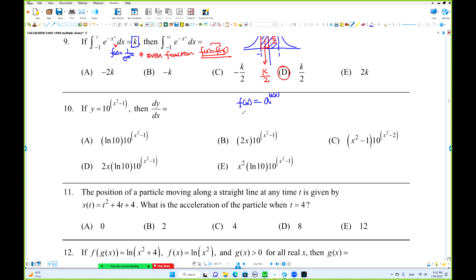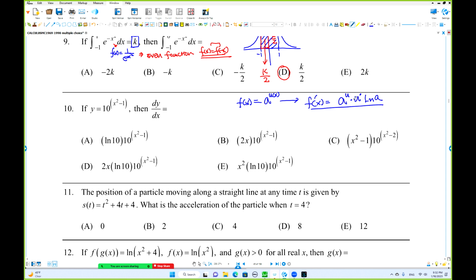What is the rule over there? What is f prime of x? Do you remember? f prime of x is a to the u, after that you multiply u prime, and after that you multiply ln a. That's a chain rule.